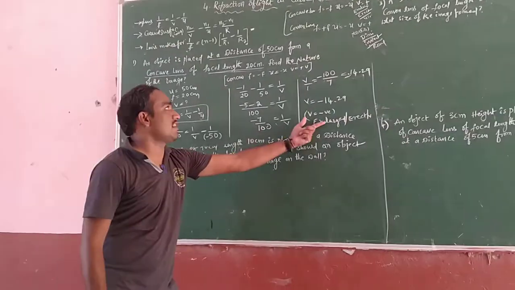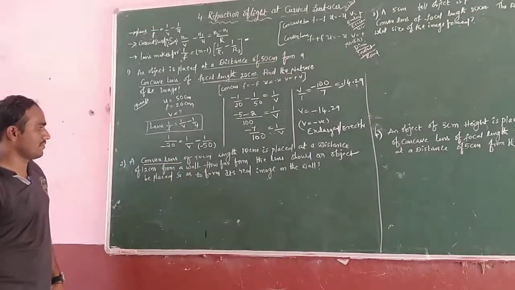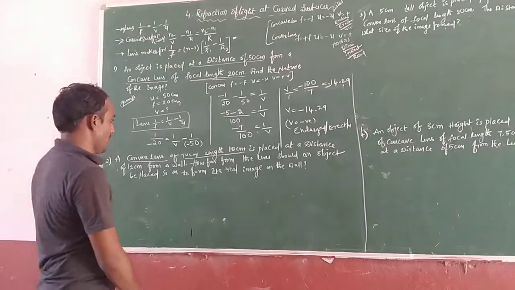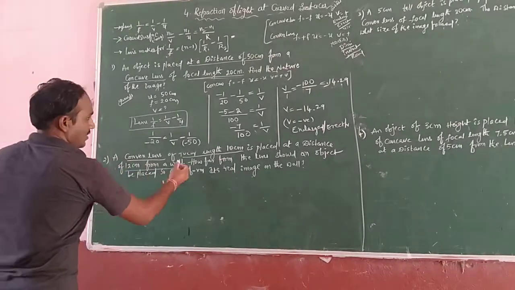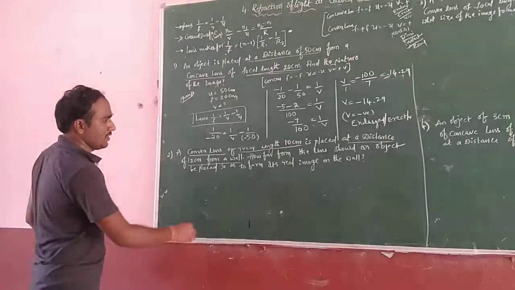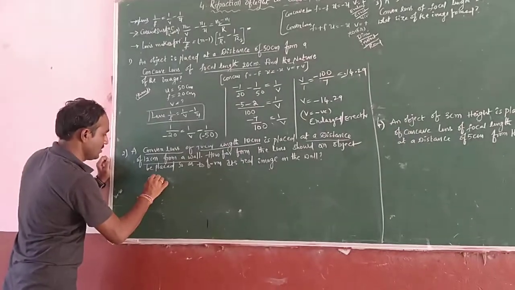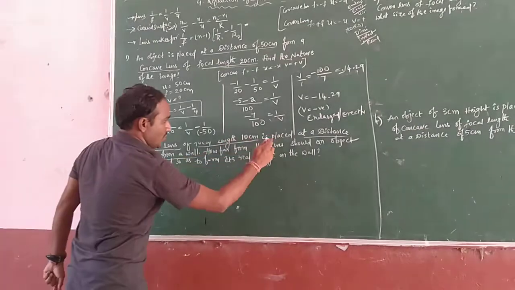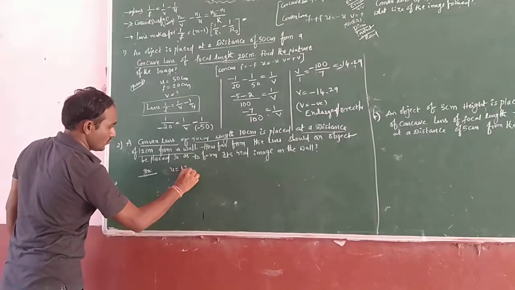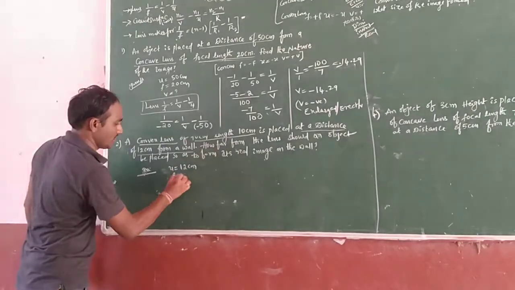It is a characteristic of image distance. And one more thing: which lens? Convex lens. The object distance is given. According to the given data, the object is placed at 12 centimeters, so u = 12 centimeters, and the focal length f = 10 centimeters.